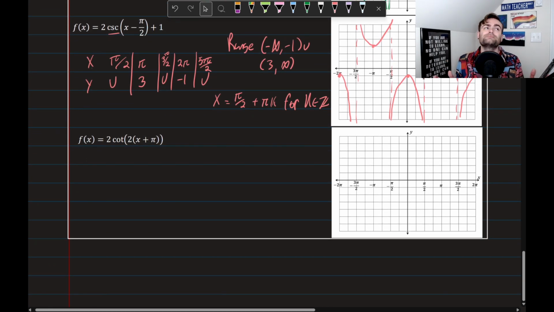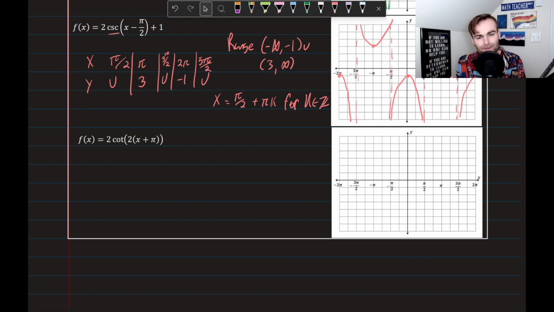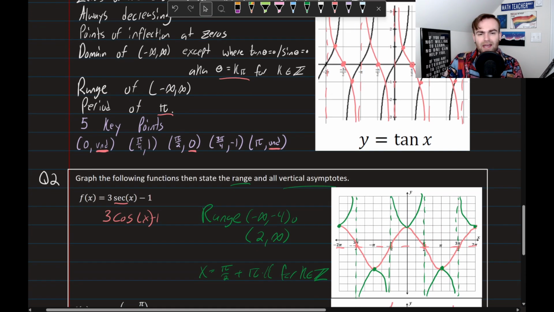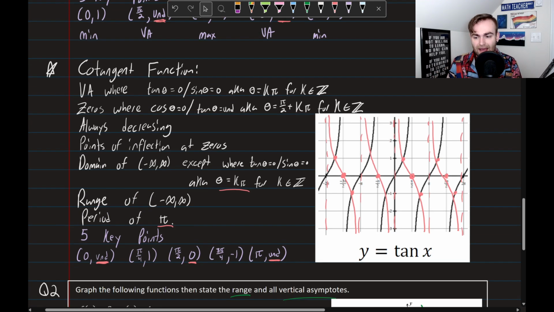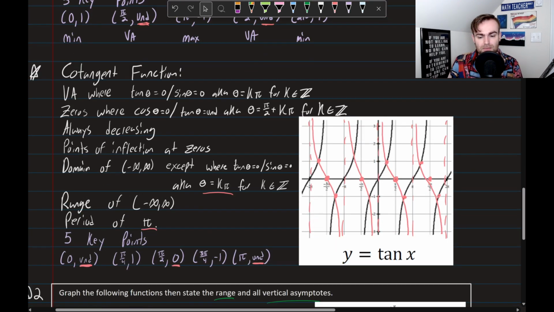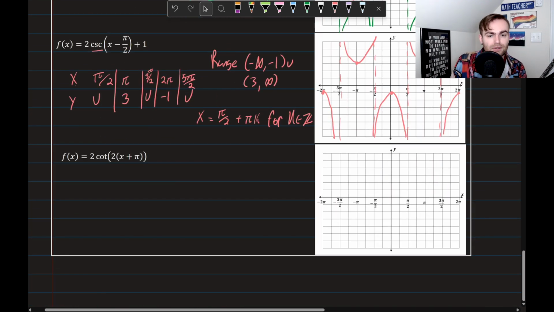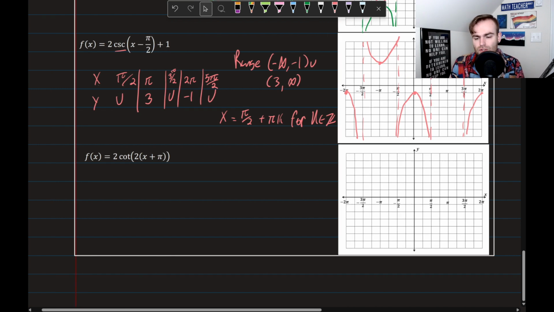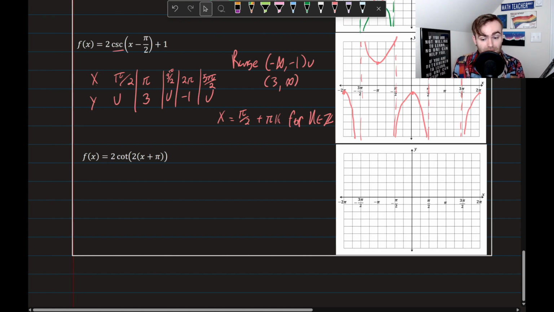Cotangent. You really just have to go with your gut on this one. I personally would do cotangent using the 5 key points method. I wouldn't actually draw the tangent because, as we can see from up here, it's not as clear cut as the others, where it's quite nice to actually use the reciprocal function to help you graph. Here I would use the 5 key points.